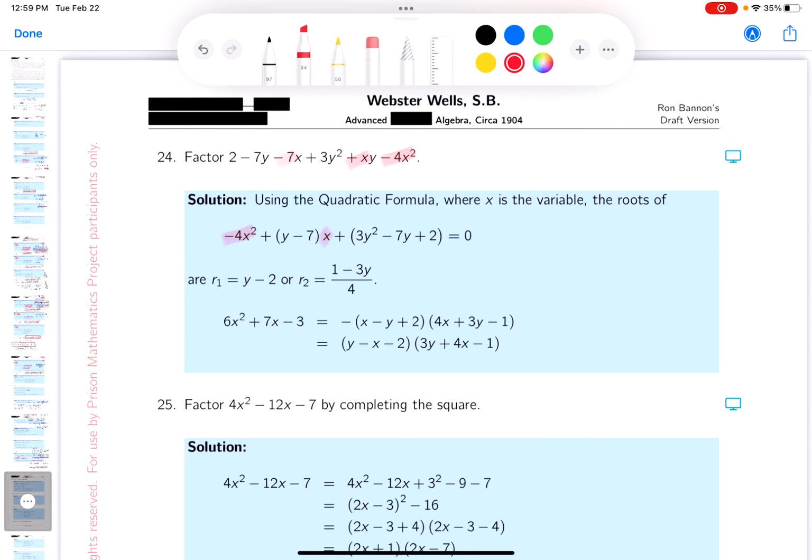And what would the coefficient on the x be then? Let's take a look at it. It would be y minus 7. I'm seeing that. Then what's left over? That quadratic in y, which is y squared minus 7y plus 2. So everything's working out pretty nicely.